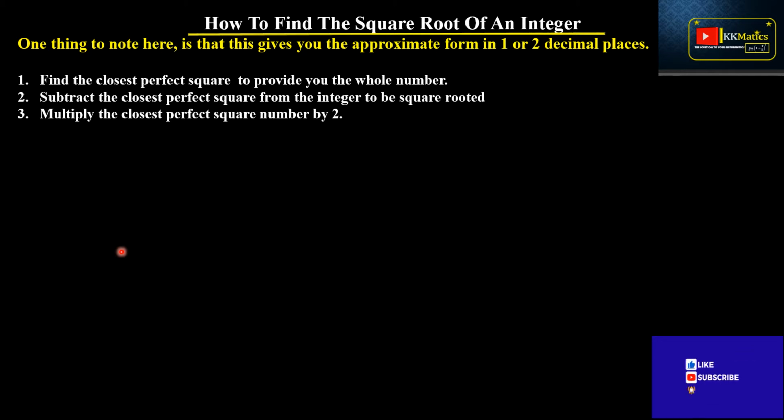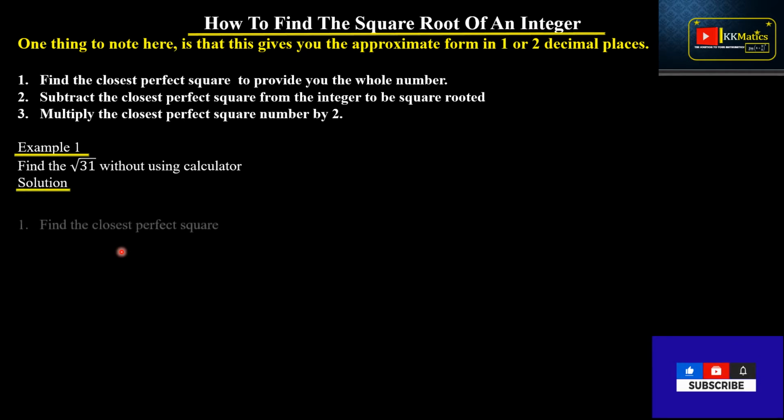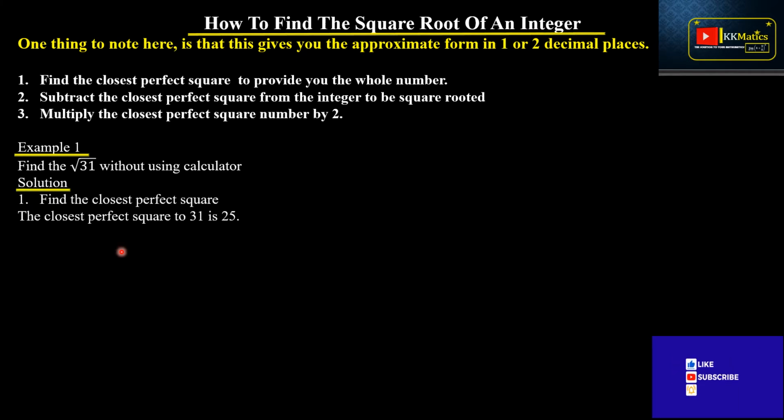Let's consider an example, making use of the steps we just stated. We are to find the square root of 31 without using a calculator. The first step is to find the closest perfect square. The closest perfect square to 31 is 25.